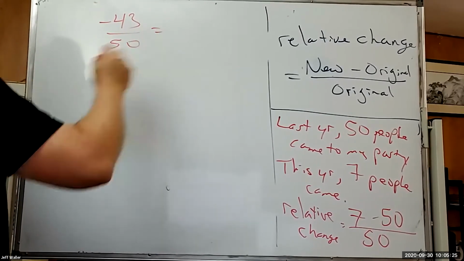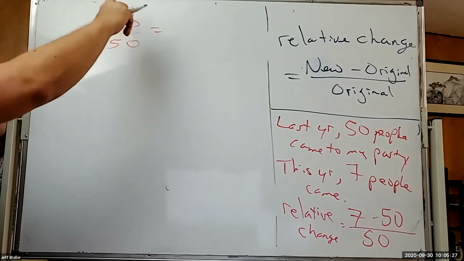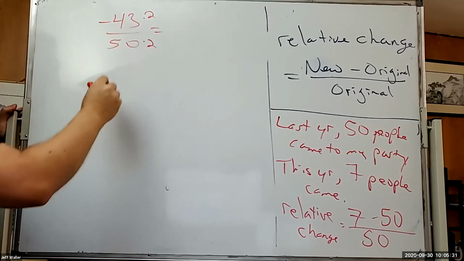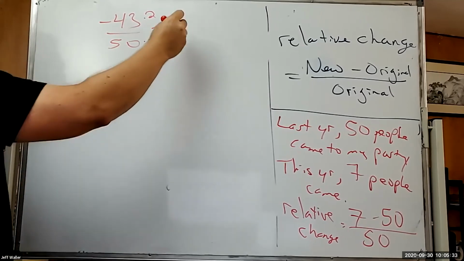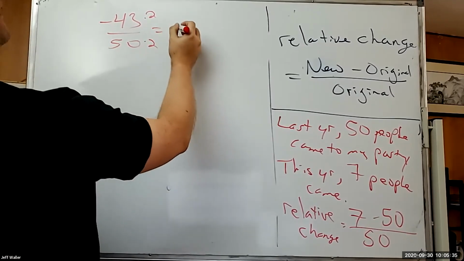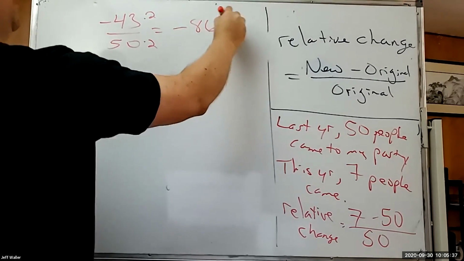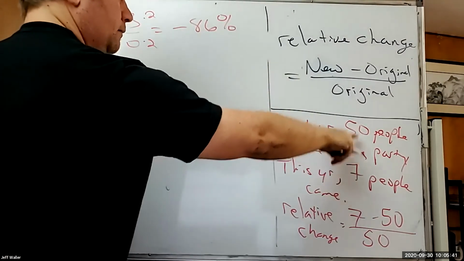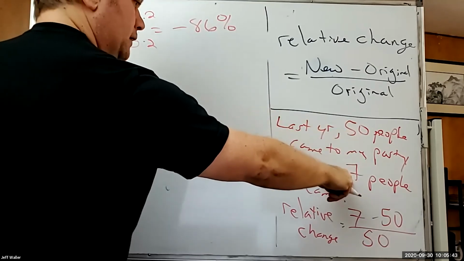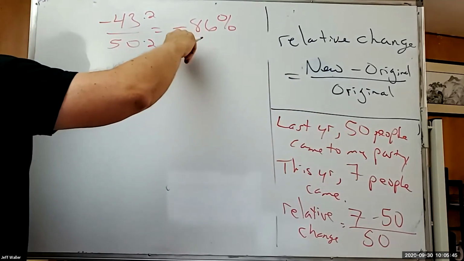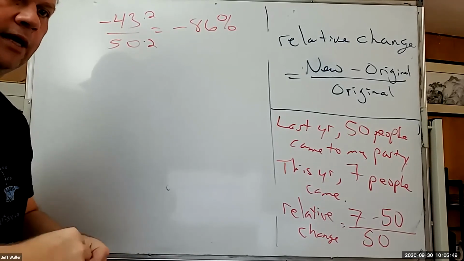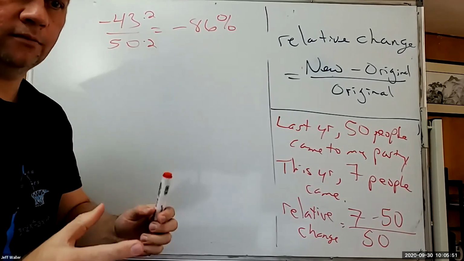So what is that? That's a nice one to make into a percentage, right? Because you make the bottom 100. $86. And what's in the negative here just means that it was a decrease, right? It was 50, now it's 7. So obviously I'm going to get a decrease by some amount. So it went down by 86%, right?